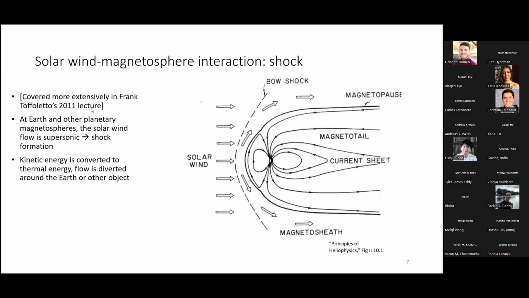I'm not going to talk about shock physics in detail. I just wanted to mention it at least once, and I'll direct you to Frank Toffoletto's lecture. Actually, there are other lectures as well that talk about shocks. But it's a very important feature, and the region between the shock and the magnetopause, the transition region, is also very important for a lot of the dynamics, and I'll briefly mention that later on.